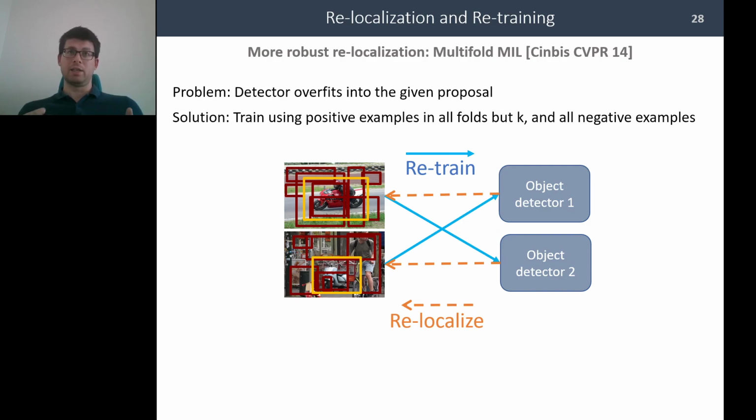The key idea here is when we use the same positives to retrain and relocalize, and if we have a high capacity model like a CNN deep network, it may easily overfit to the first or given proposal, and this may not change in further iterations. So we use different images to train, and then we use the detectors to relocalize.